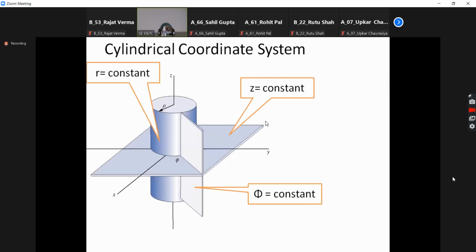What is the other surface? z is equal to constant. The z is equal to constant surface is the rectangular one, the same as ours. Okay, so it is this surface. It can be the bottom of this surface, this is also a z surface. Okay, this is the ceiling. So this is why it is the z is equal to constant surface.